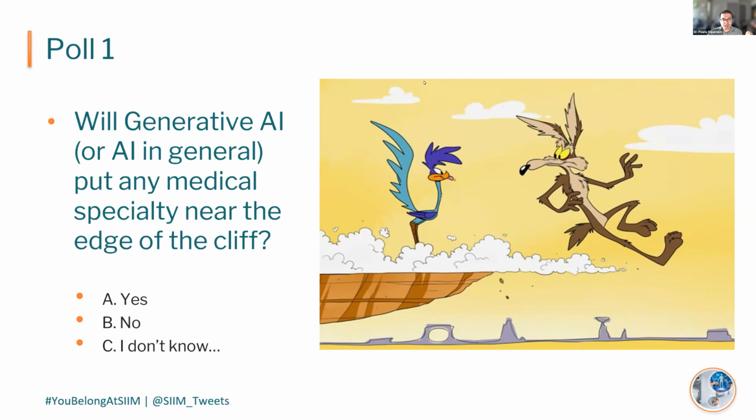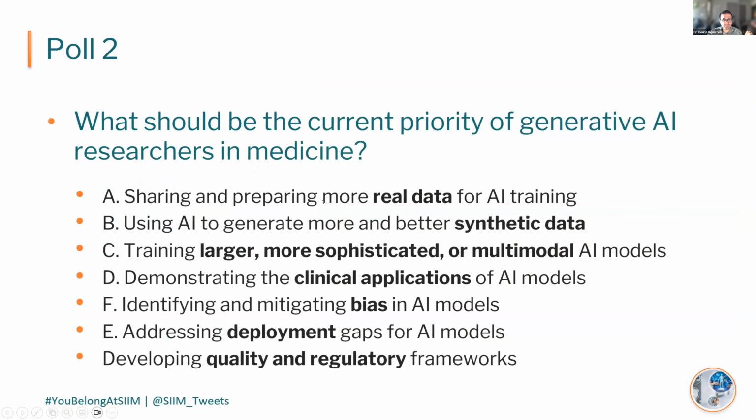Okay. Now let me go to the next poll and ask you something else. Here, I'm going to ask you what should be the most important priority of generative AI researchers in medicine. There are a couple of items here: first, sharing and presenting more real data for AI training, because we all know AI needs data. Second, using AI to generate more and better synthetic data. Third, training larger, more sophisticated or multimodal AI models. Fourth, demonstrating the clinical applications of AI models. Fifth, identifying and mitigating bias. Seventh, addressing deployment gaps. And finally, developing policy and regulatory frameworks.